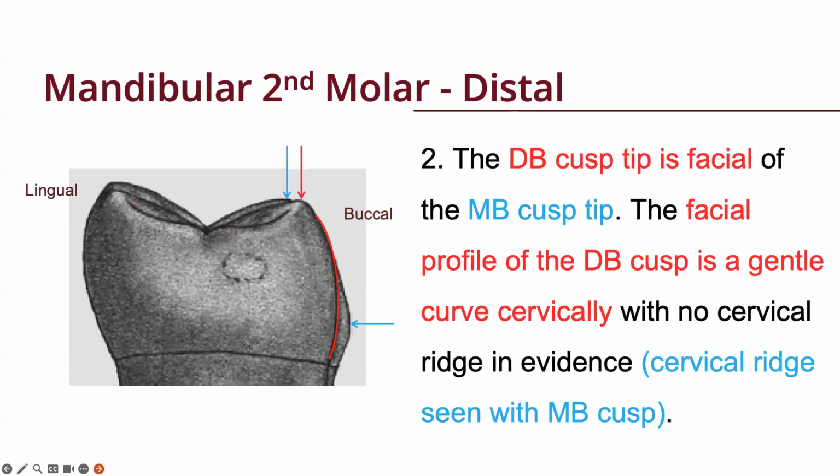The distal buccal cusp tip is facial of the mesial buccal cusp tip. The facial profile of the distal buccal cusp is a gentle curve cervically with no cervical ridge in evidence. The cervical ridge is seen, however, with the mesial buccal cusp.